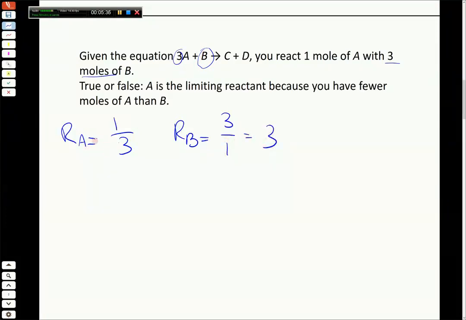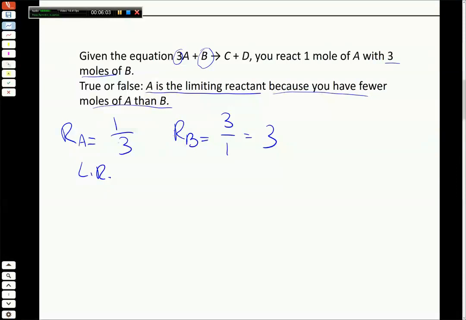So because the stoichiometric ratio for A is smaller, A is the limiting reactant. So that part of the statement is true, A is the limiting reactant. However, the reason given is false. A is the limiting reactant because you have fewer moles of A than B. Now, just because you have fewer moles of A does not mean it will be the limiting reactant. We saw some examples in class where one reactant had fewer moles, but it was still not the limiting reactant because of when you have to divide by the coefficient.